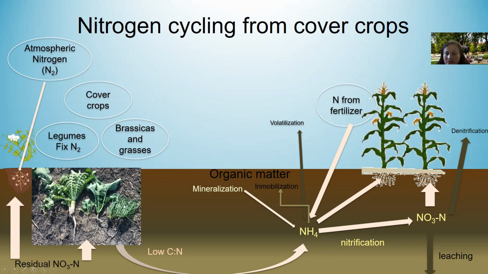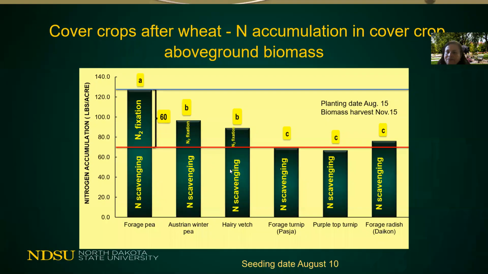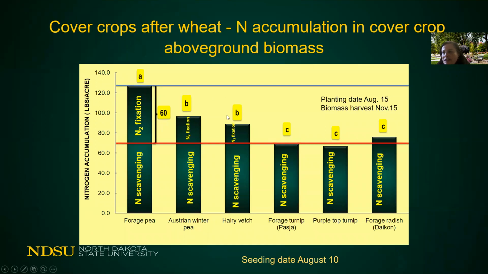And so we would expect that the nitrogen in these plants, whether it was taken up from the soil or fixed, should be released for the next plant's use. So let's see what we find out when we try to answer this question. First, let's see how much nitrogen the cover crops actually take up.